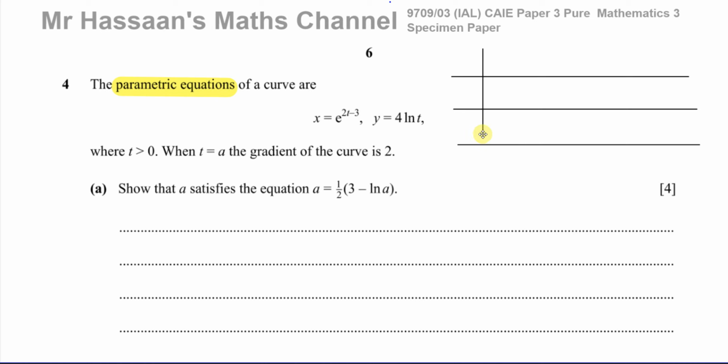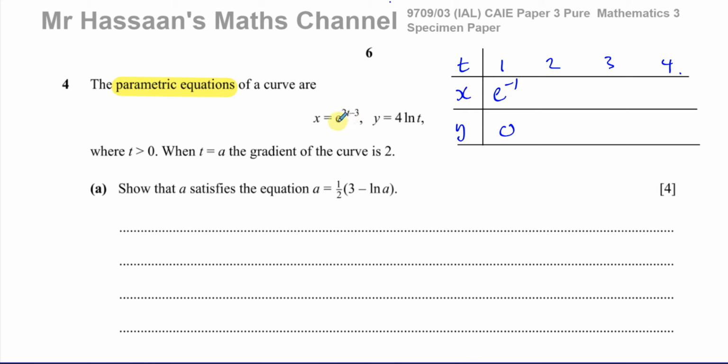You have your t values, and you have your x values, and you have your y values. In this case, it says t is greater than 0. So let's say you start from 1, 2, 3, 4, and so on. So you'll have the x value and the y value when t equals 1. So when t equals 1, x is going to be e to the power of minus 1, because you're going to have 1 in here, that'll be 2 minus 3, minus 1. And when t equals 1, you'll have 4 times ln 1, which is 0. 4 times ln of 1 is 0.